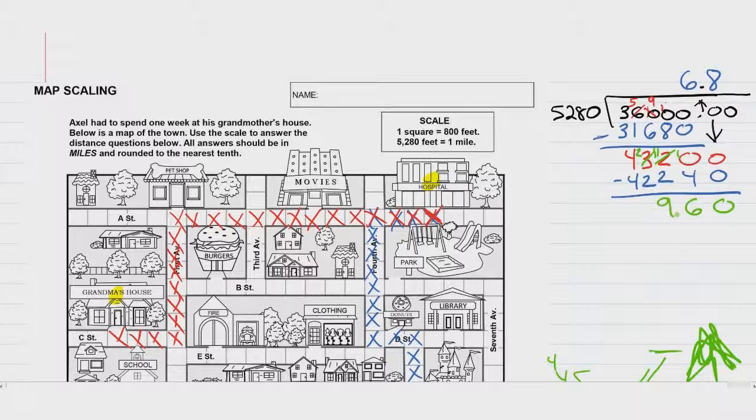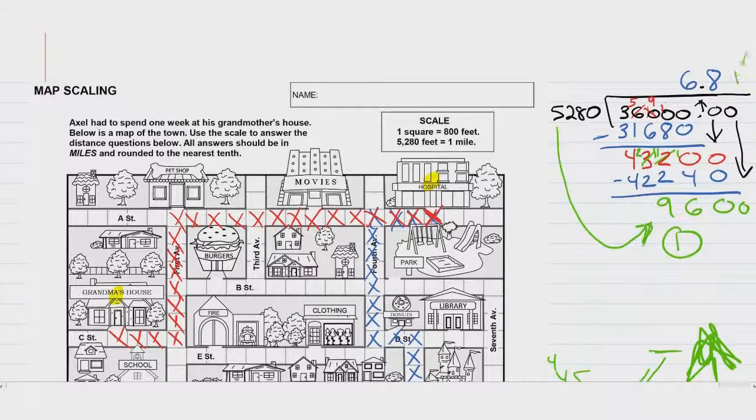11 minus 2 is 9. 2 minus 2 is 0. And 4 minus 4 is 0. So if we bring down this other 0 right here, we end up with 9,600. And you don't have to divide because you already know that 5,280 at the most will go in only one time.